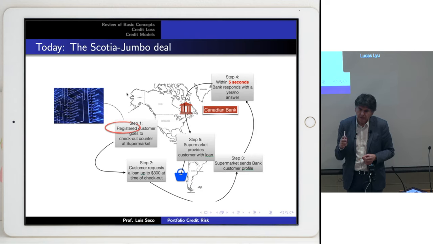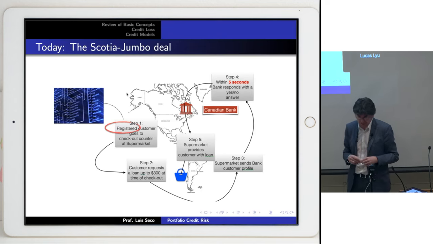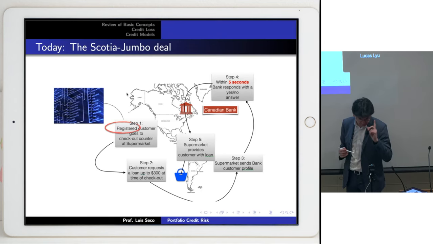And in that year, when they were starting, they started with a very interesting business line, which was small credits, up to $300, given to people at the time of checkout when they go grocery shopping at Jumbo. They did a deal with Jumbo. There's a reason why I'm telling you about this deal. It looks very different, but let me tell you.